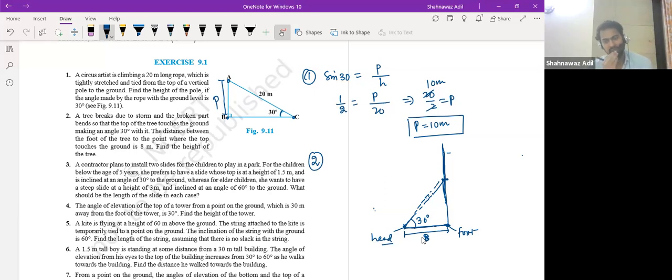For the height of the tree, we have to find out what the things are, because the height of the tree is this. But this part has broken and it became the hypotenuse. This is the hypotenuse. This is the perpendicular. So what would be the height of that tree, everyone?